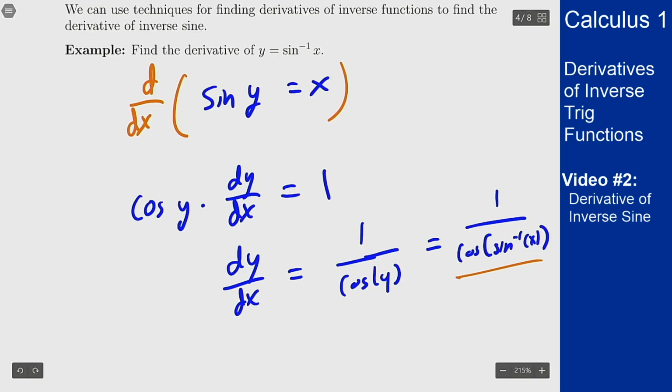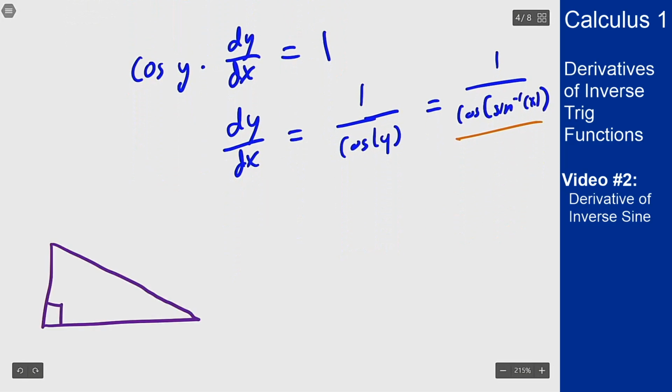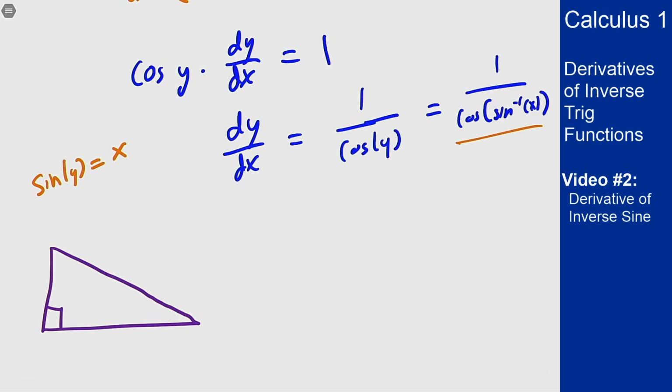I want to figure out if I can write that in a way that does not involve trig and inverse trig functions. And the way to do that is by drawing a triangle. Now, how do I want to set up this triangle? Well, my formula above told me that sine of y equals x. So that means y is an angle and x is a side length. If I say y is this angle, and I want the sine to be x, it needs to be x over 1, so I can put x opposite and 1 as the hypotenuse. That will give me that sine of y equals x.